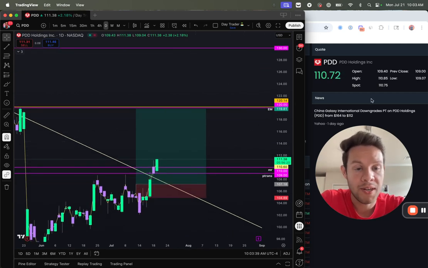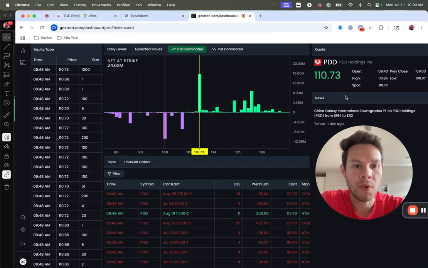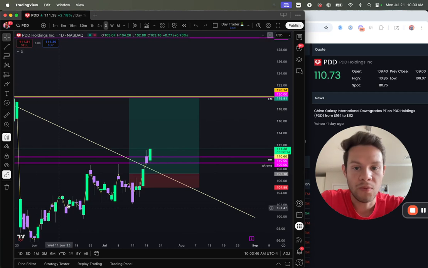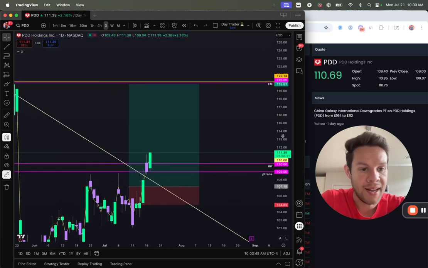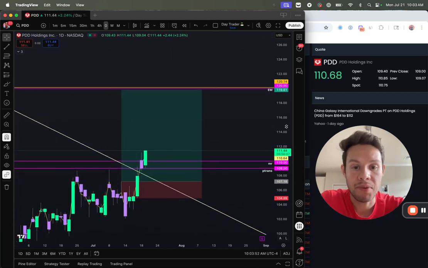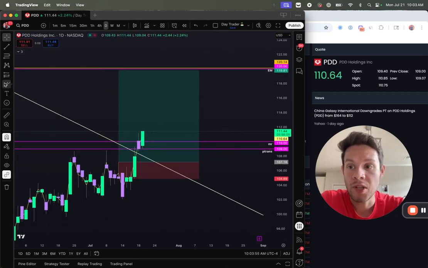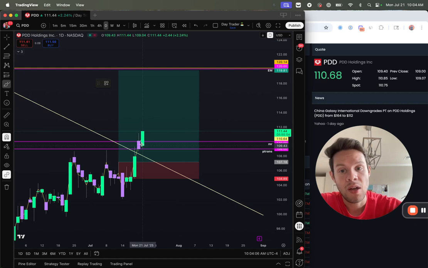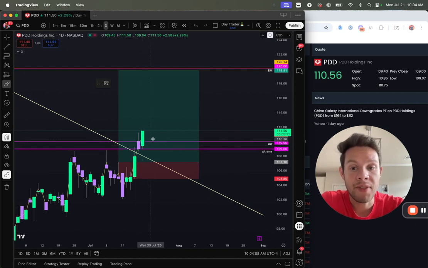So what's the strategy? What am I trying to do here? Well, when I'm using this tool, Gextron, the way I get in, and I alert this to my Telegram group, is really simple. Essentially, what I want to see is price on the daily time frame, preferably, or the 1 hour, close above P-Trans, or in this case, getting above the biggest level of resistance.